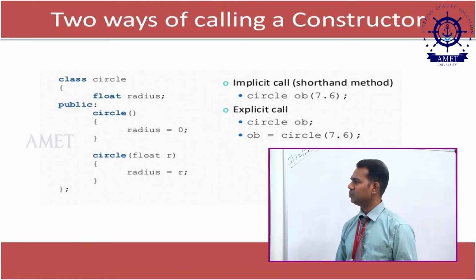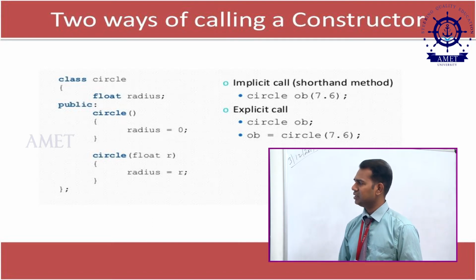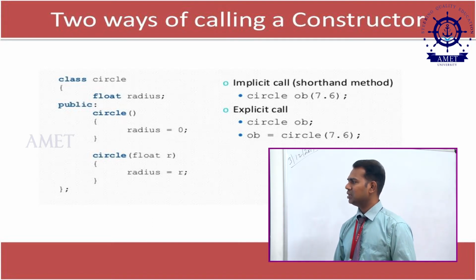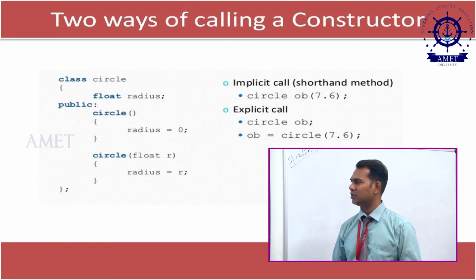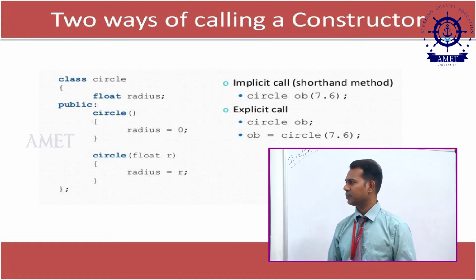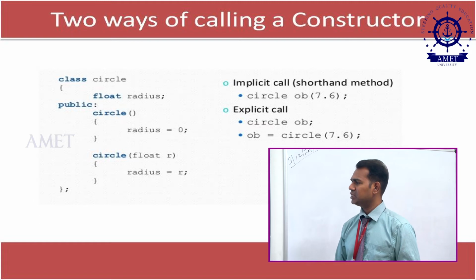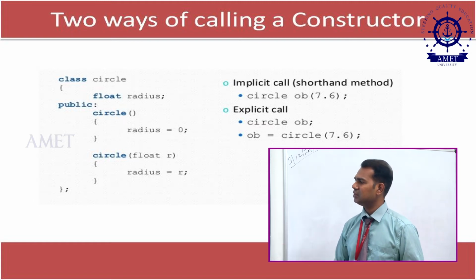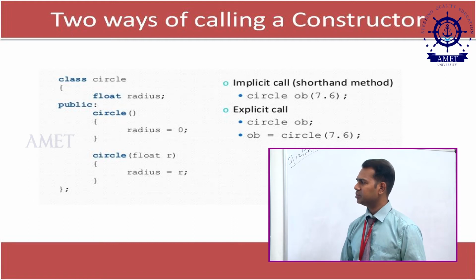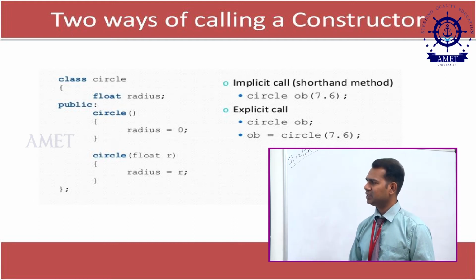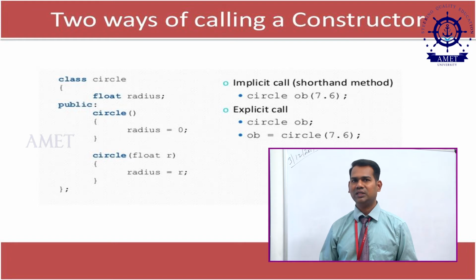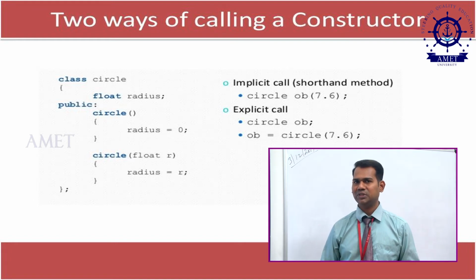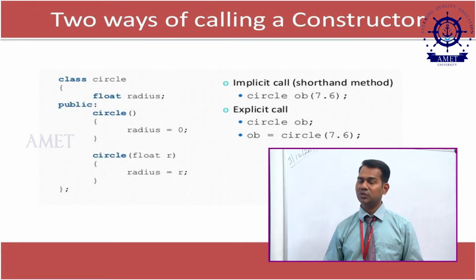So 7.16 will be passed, and a similar constructor function will be called, the constructor which is looking for a float value. If you pass 7.16, the second circle constructor will be called, and the new radius becomes 7.16. Previously it was 0, and after calling the parameterized constructor it becomes 7.16.